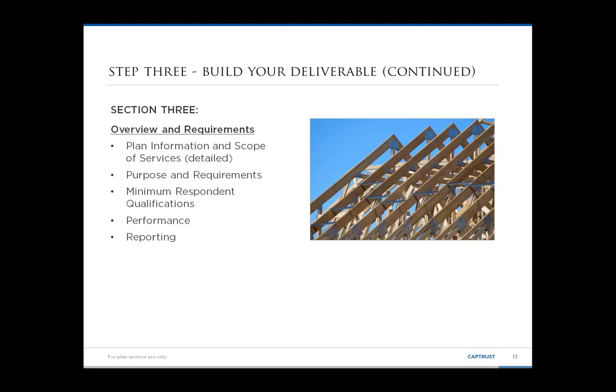Section 3, overview and requirements. This is where you'll include detailed information about your different retirement plans and the specific scope of services that you're requesting. So it's not just that you're looking for an advisor, but you specifically list out what you're looking for that advisor to do. Next is purpose and requirements. So again, this is a focus on what you want the advisor to do and what you're asking them to do.